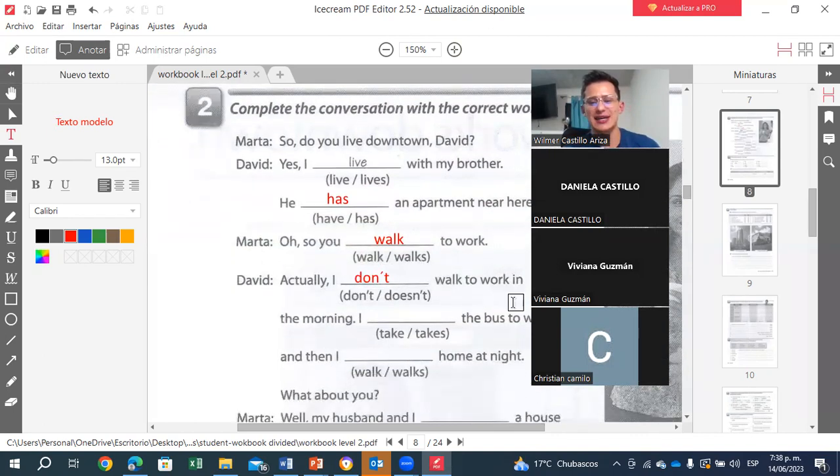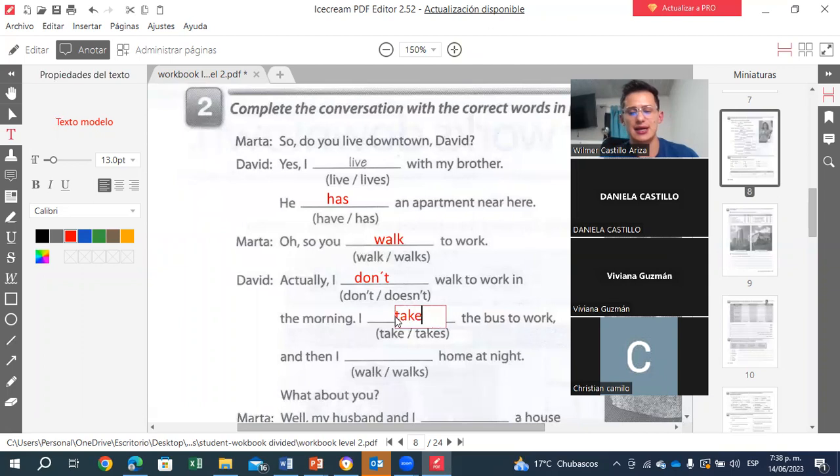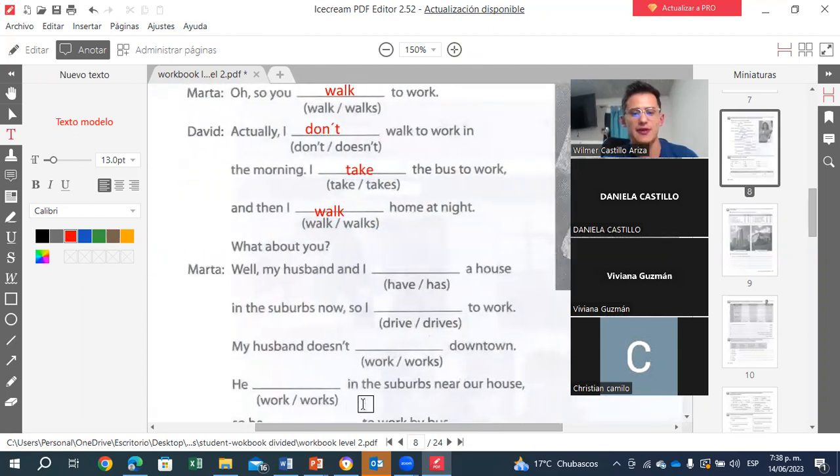So now the next one. Okay, in this case, I take. Okay, I walk. And help me with this one. I'm looking for, okay, this one is have or has, and why? Have. Because my husband and I is we. So it's have. Exactly, because if you talk only about the husband, it is has, but as Daniela says, my husband and I, so we talk about we.